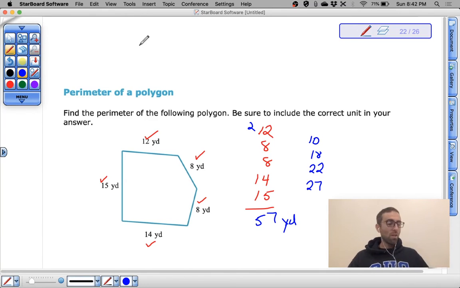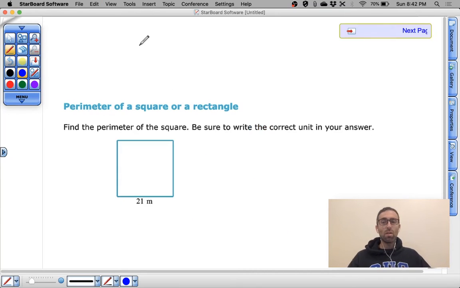One more type of problem, and this time we're going to be working with perimeter of a square or rectangle. And in this case here, I have a square, and this looks similar to the last few problems I did. However, now I only have one measurement, 21 meters. But when we're working with a square, we know that this is a square because it says find the perimeter of the square. So that means a square, all of the sides are exactly the same length.